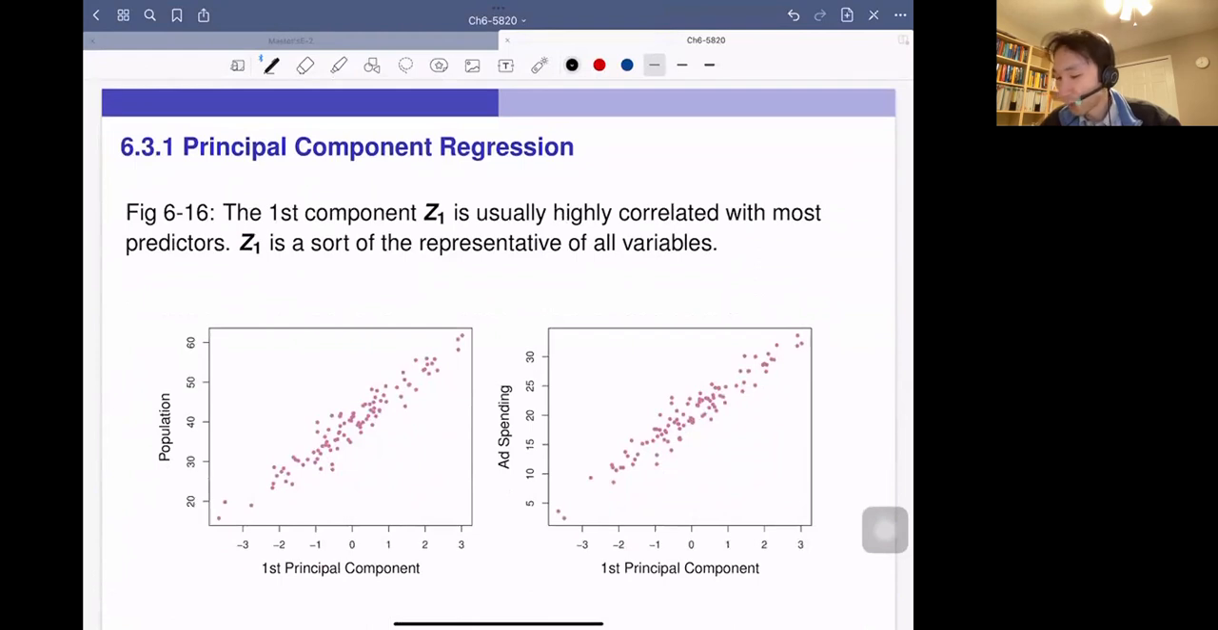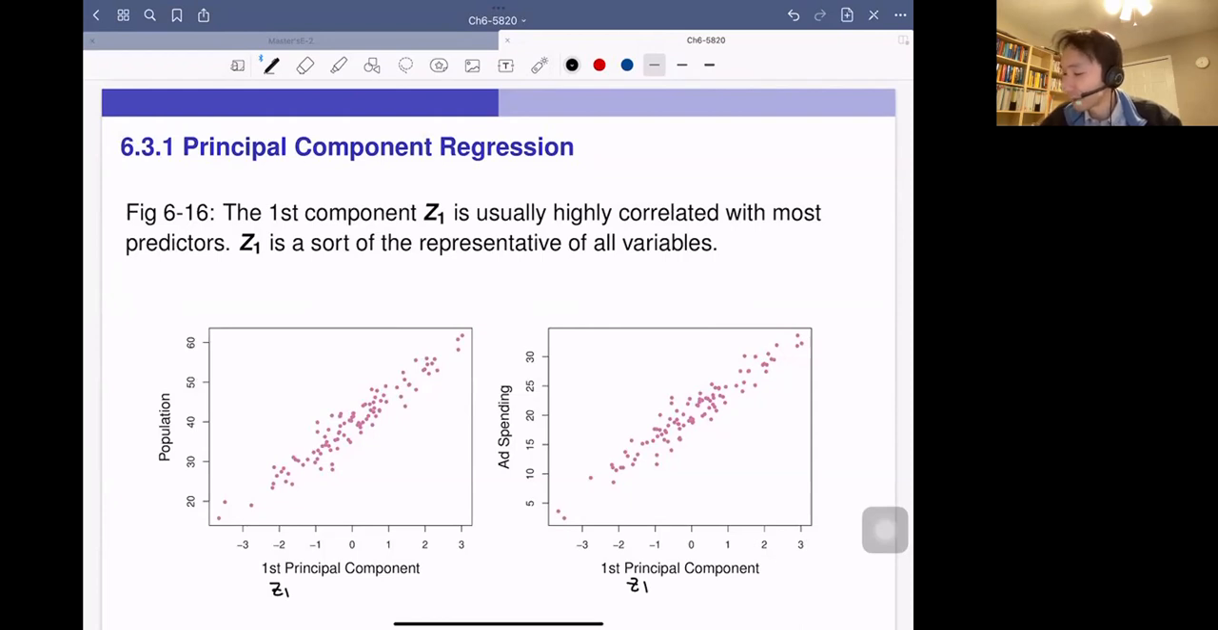And the first principal component usually has high correlation with many variables in the data set. So population and ad spending. Basically we summarize those data into one variable. So that is Z1. Z1 has high correlation with population and high correlation with ad spending, I would say in absolute value. In this case, both are positive.